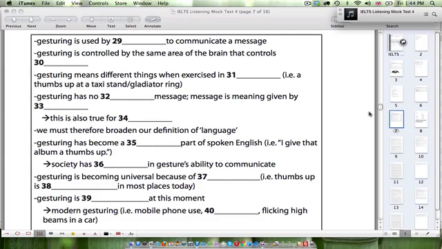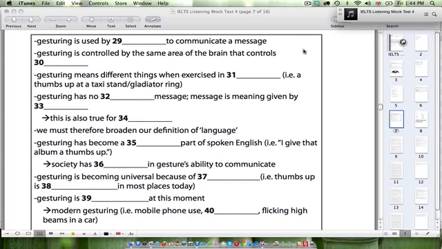So when you leave this room today, try to notice your gesturing and the gesturing around you. Being conscious of how we gesture can make us better communicators. That is the end of section 4. You now have half a minute to check your answers.